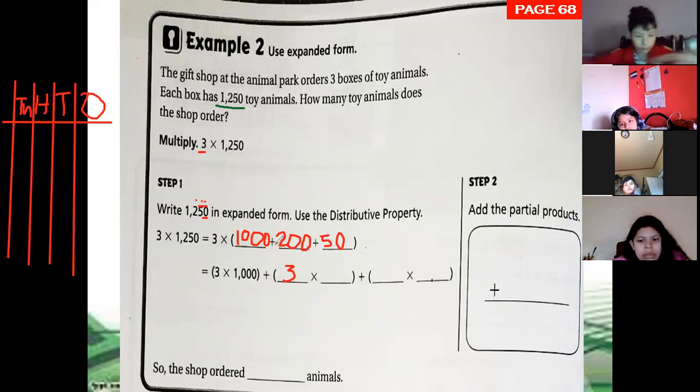So the second multiplication is 3 again times. What is the second factor, guys? 1,000 is here. The first multiplication is here. 3 times 1,000. It's not 3 times 1.